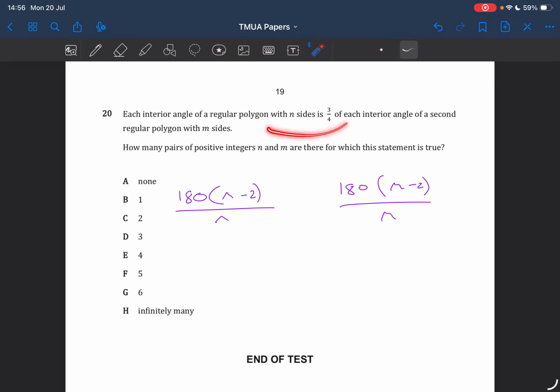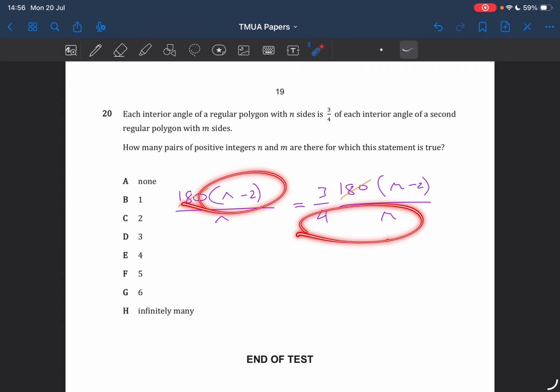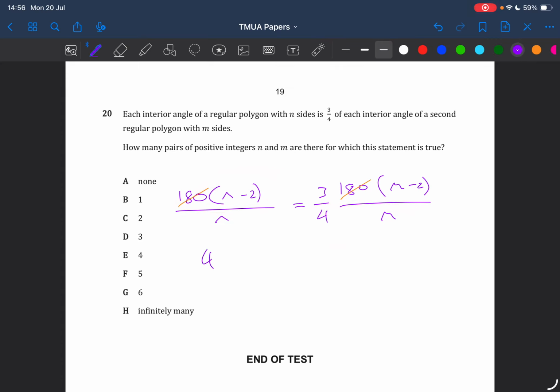And each with n sides is 3/4 of the one with m. So 3/4, like that, and they should be equal to each other. Let's cross some things out: 180 and 180, goodbye, goodbye. And we'll expand and rearrange everything. So 4m times n minus 2. So it's going to be 4mn minus 8m equals 3n times n minus 2.